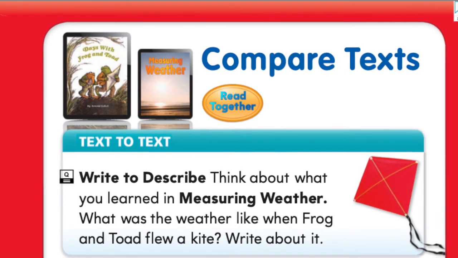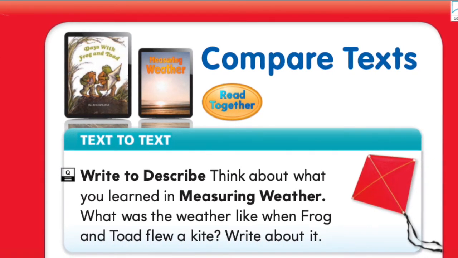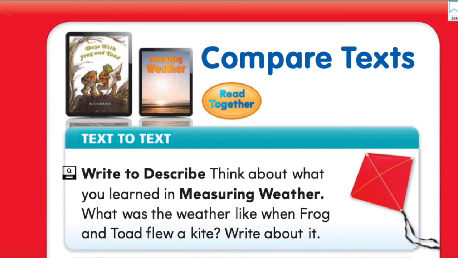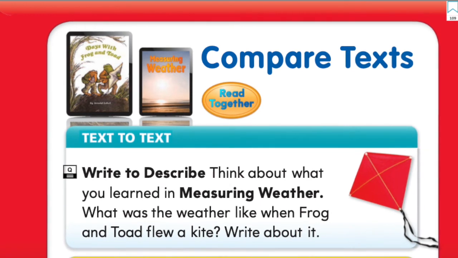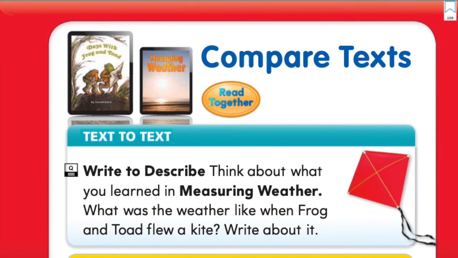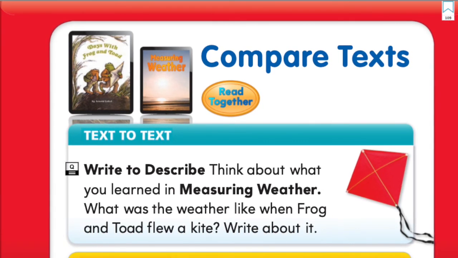Text to world. Compare stories. Frog and Toad like the outdoors. How is the garden from lesson 21 like the kite? How is it different? How do the characters act? Lesson 21 can be found in the Unit 5 Journeys textbook.